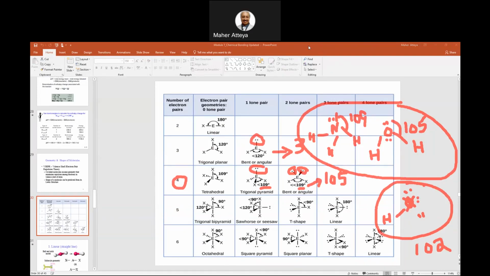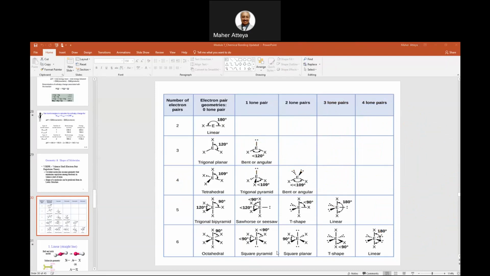Let's look at number 5. This is a little bit complex, but we can manage here. Without lone pairs, you can see the angles are 90 and 120. Can you see the numbers? And if all the X's are the same atom, this molecule will be nonpolar.